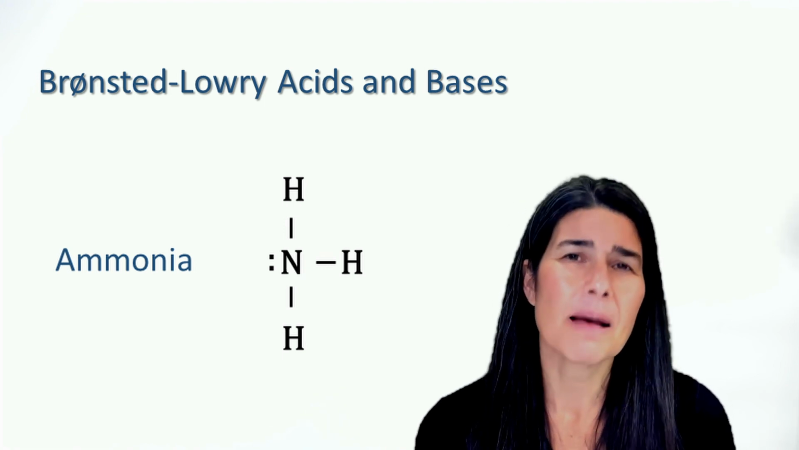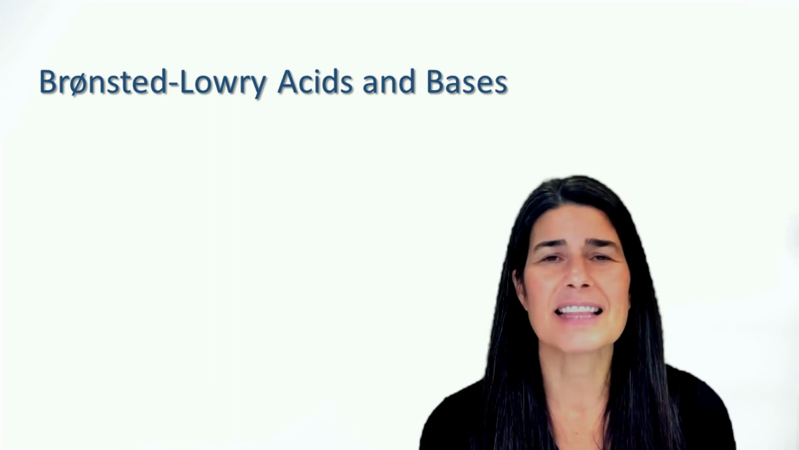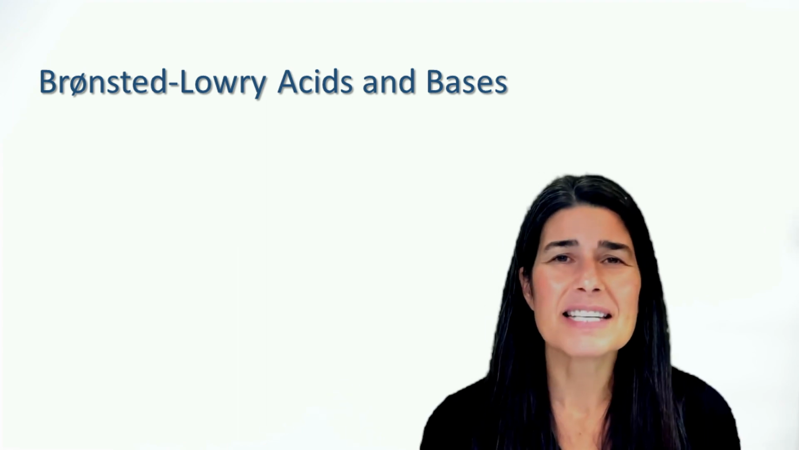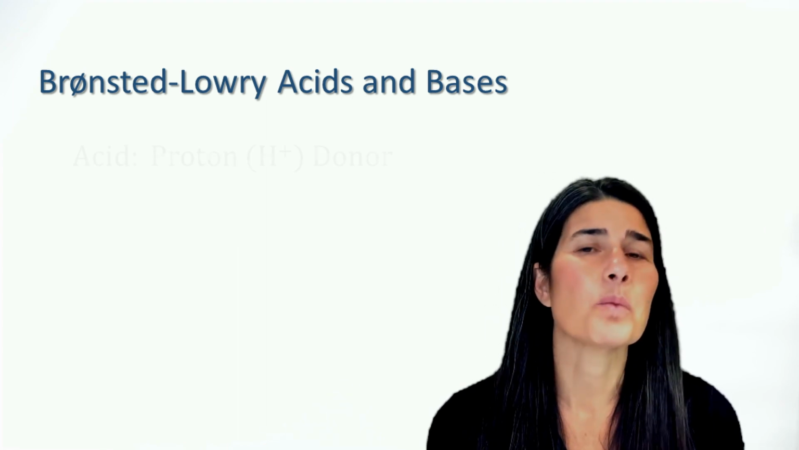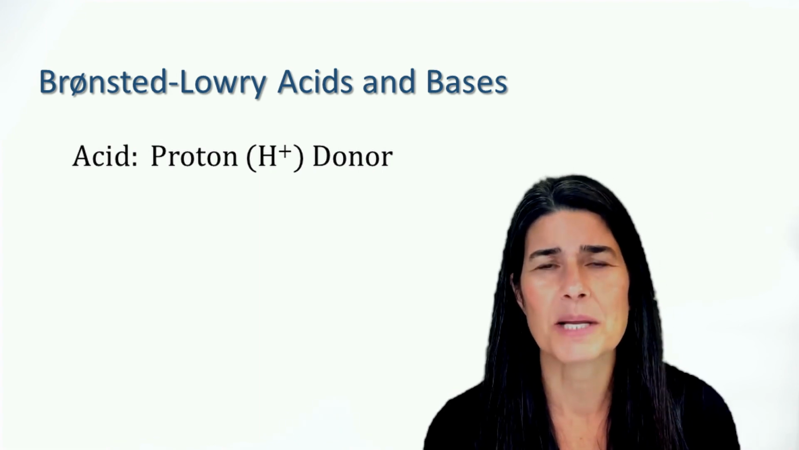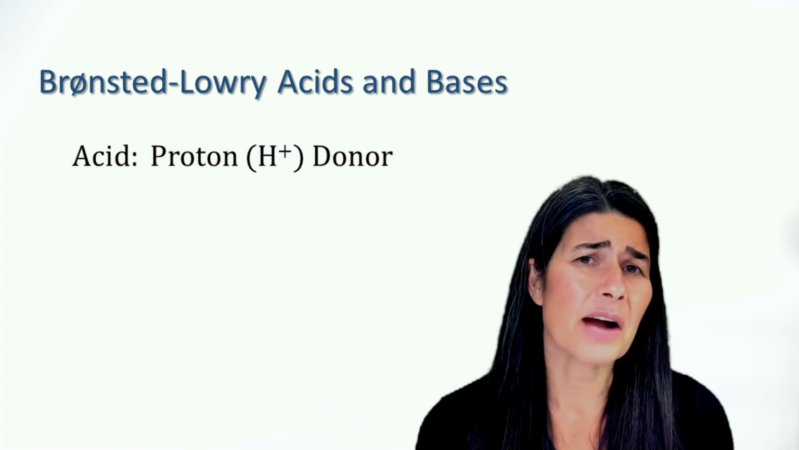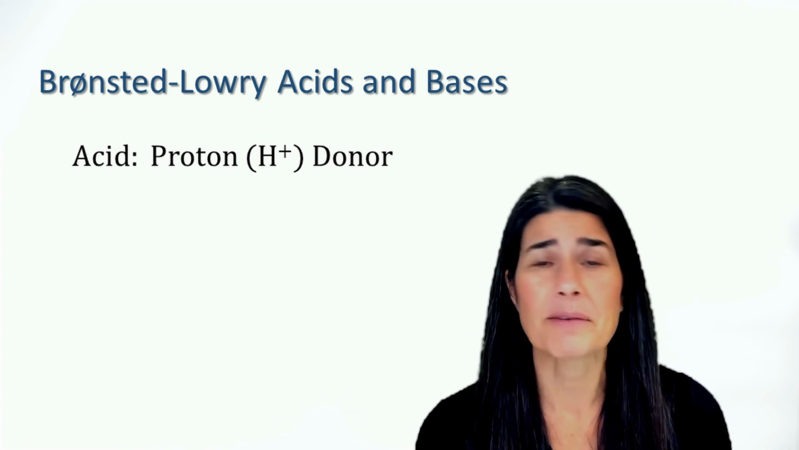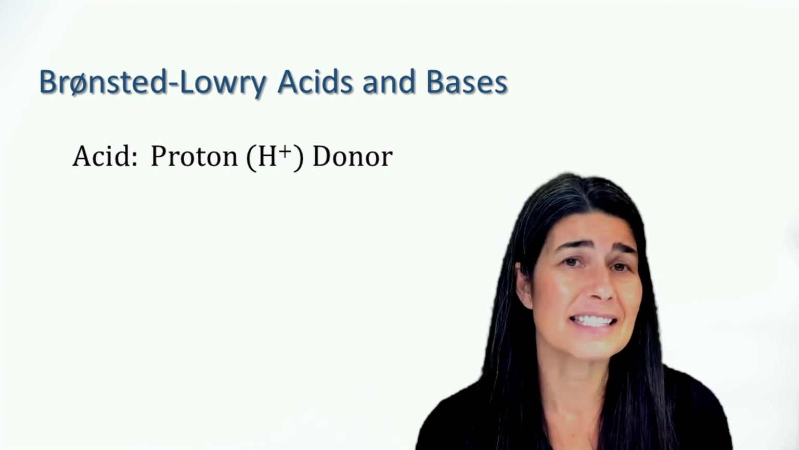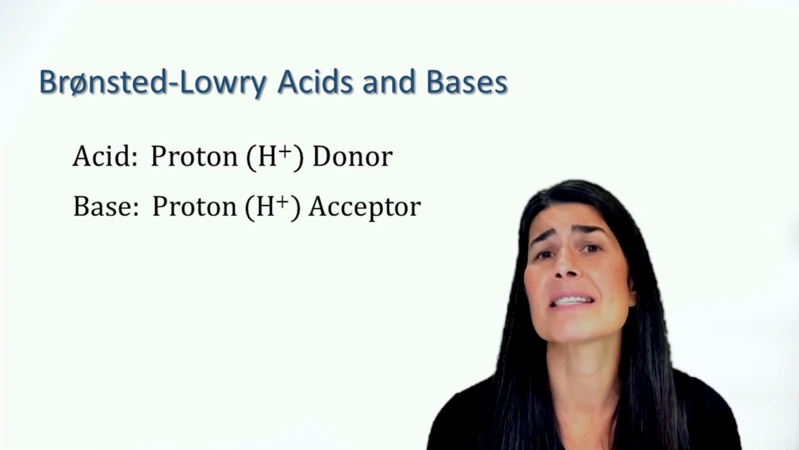So a more encompassing definition for an acid or base is the Bronsted-Lowry theory. I call it my BLT. This theory says that acids will donate or produce H+ ions, very similar to the Arrhenius definition. Now, your Bronsted-Lowry definition for a base, however, is different. A base does not need to have hydroxide in it. Instead, your base simply must accept an H+ ion.